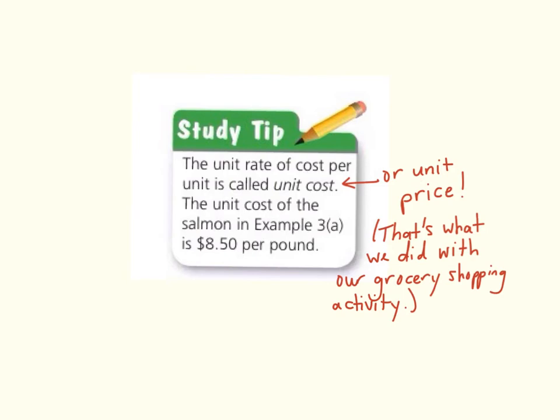Quick little tip, especially in the area of vocabulary. We have been talking about unit rates here, but when you are talking about the cost per unit, sometimes we refer to that as unit cost, or a lot of times we also just call that unit price, which is exactly what we did with our grocery shopping activity. So in example 3A that we just did with the salmon, we could have said the unit cost of the salmon was $8.50 per pound, or we could have said the unit price of salmon, and that would remind us that it was per pound, because that's the quantity.